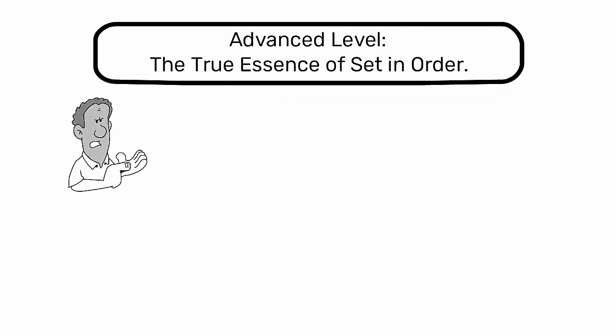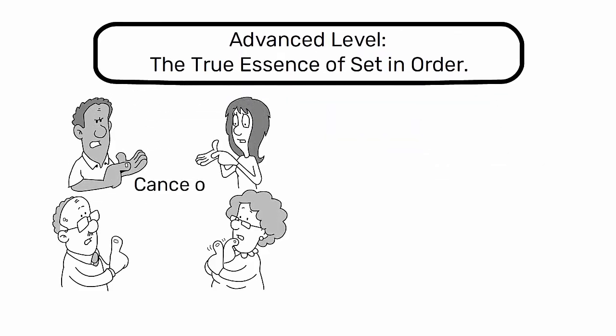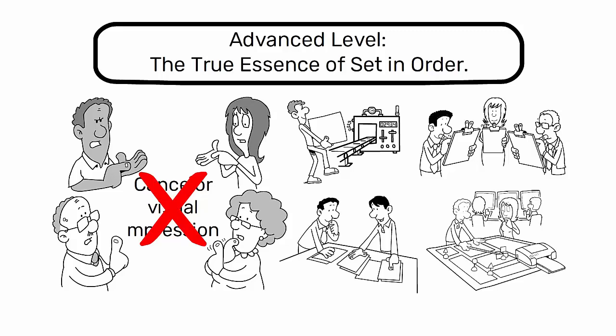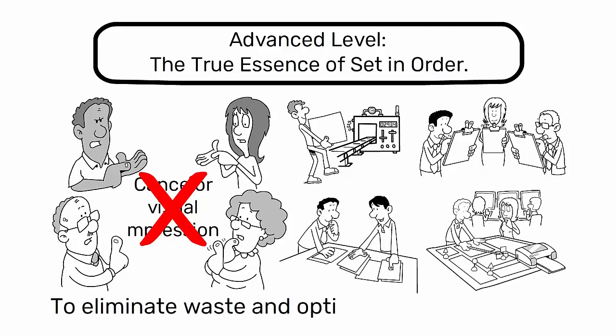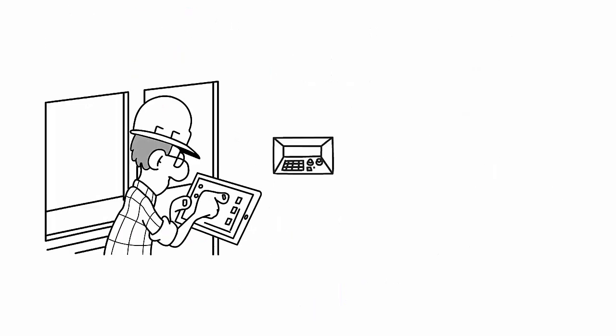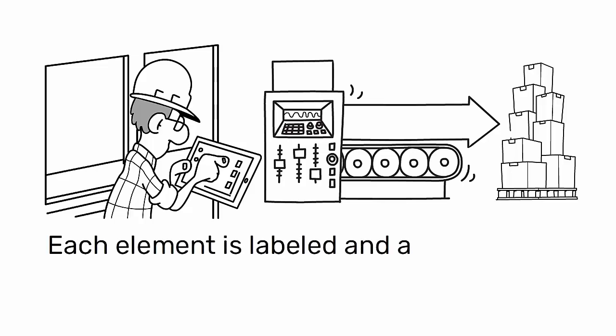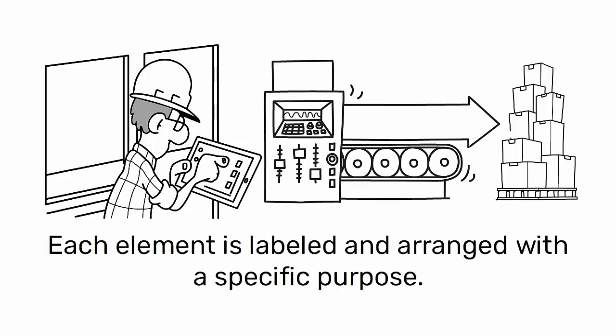Advanced level, the true essence of set in order. In the advanced level, workplace organization isn't left to chance or visual impression. It starts with the actual work process, observing, analyzing, and designing it to eliminate waste and optimize operational flow. Tools, materials, and objects are strategically positioned, and each element is labeled and arranged with a specific purpose.